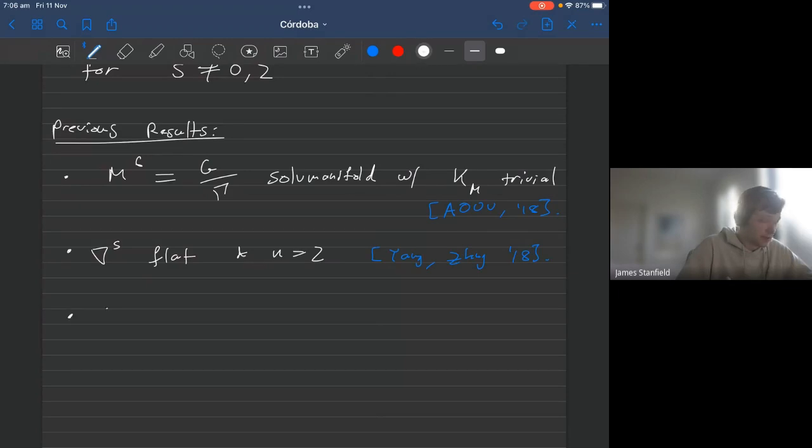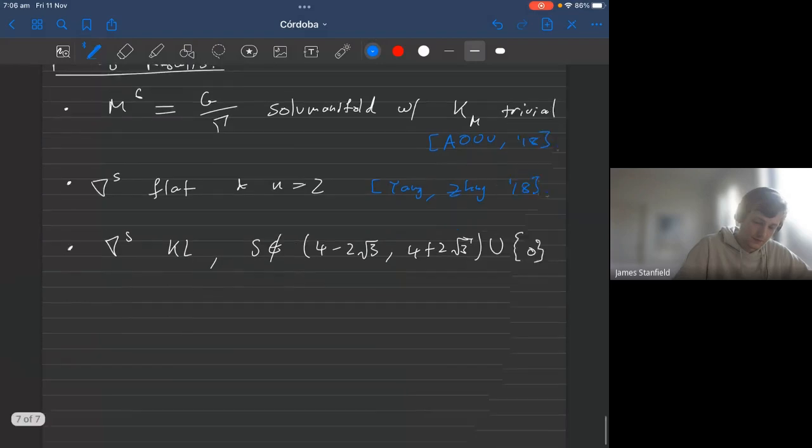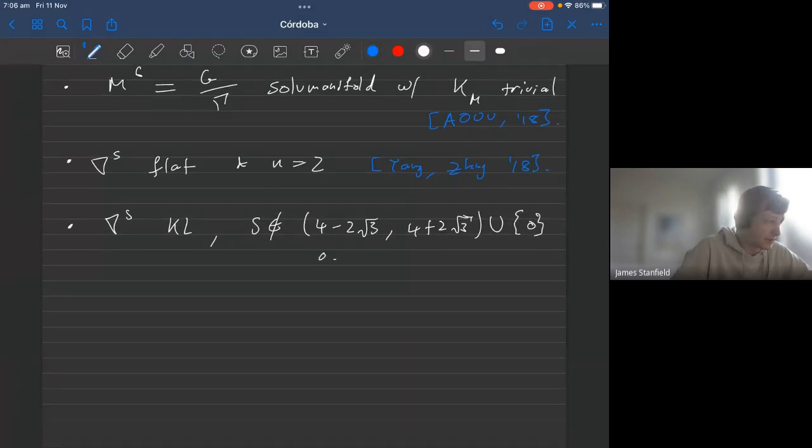If nabla S is Kähler-like and S is not in this very weird interval, which just comes from solving a certain quadratic equation, so it was solved for most of the real line except for S between these two. I'll just give the approximate form of these numbers. This was by Yang and Zheng in 2018, but also Zhao and Zheng last year. So this was for the flat case, and this was for the Kähler-like case.